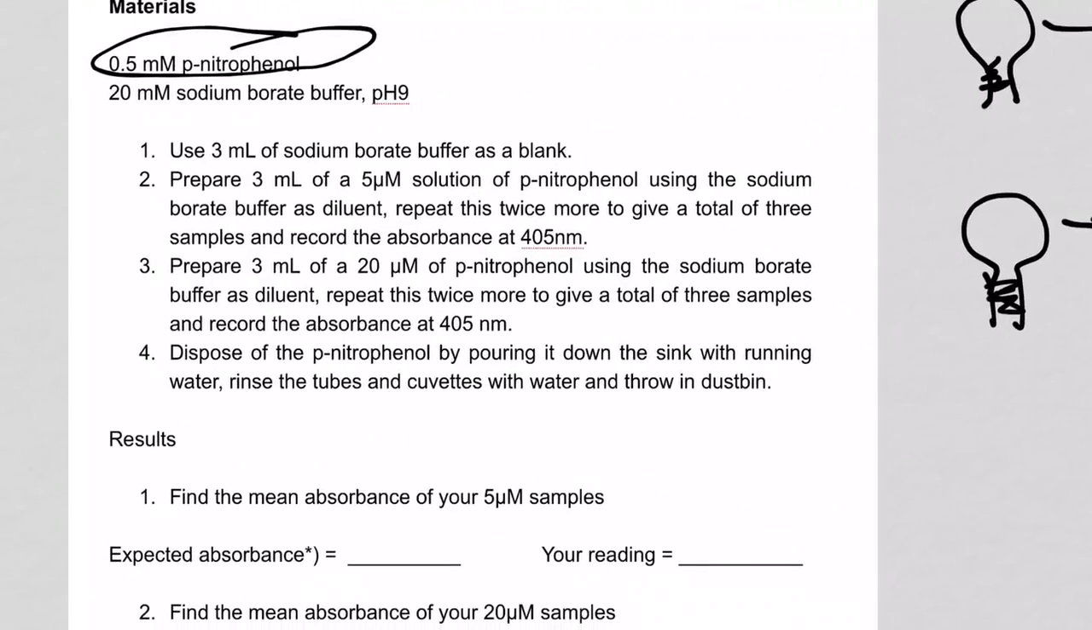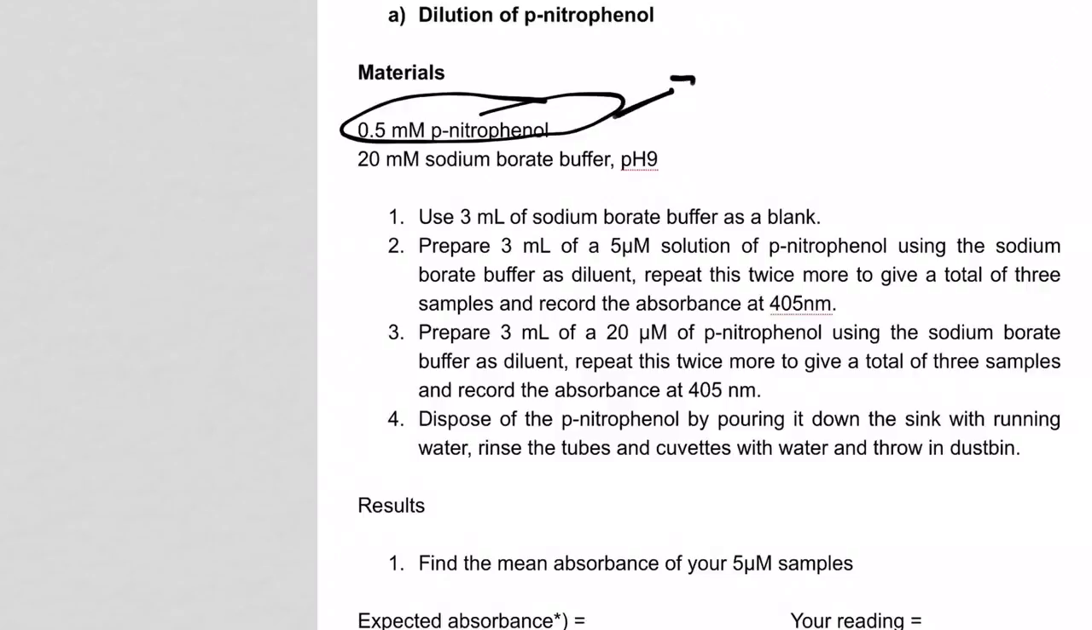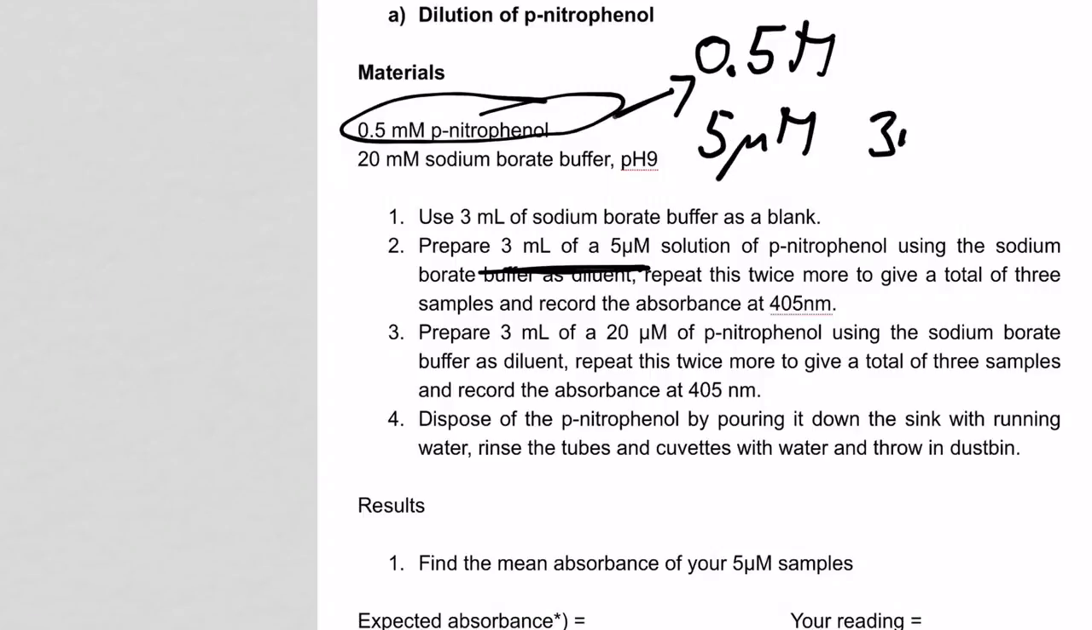And what you do then is you make a dilution of this compound. We have a stock solution of 0.5 molar. That's our stock. And we want to prepare 3 milliliter of a 5 micromolar solution. 5 micromolar, 3 milliliter. Okay? So that's our stock. That's our working solution.